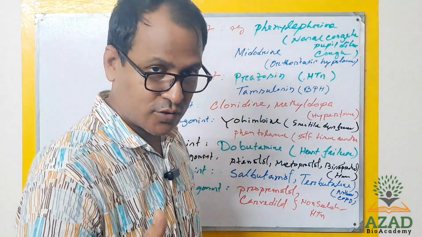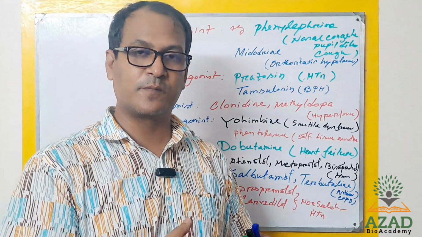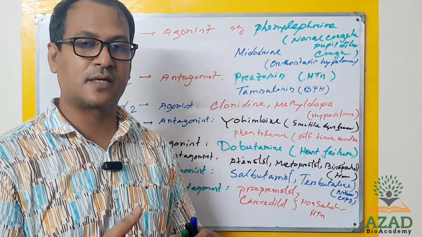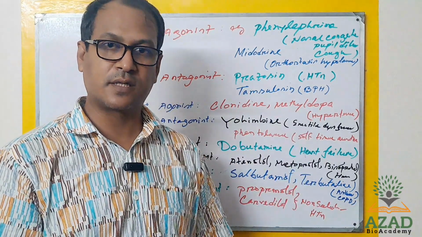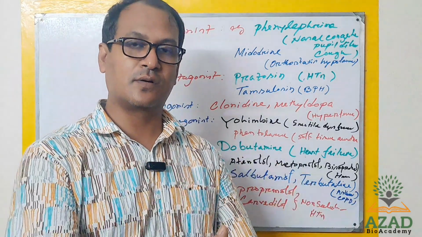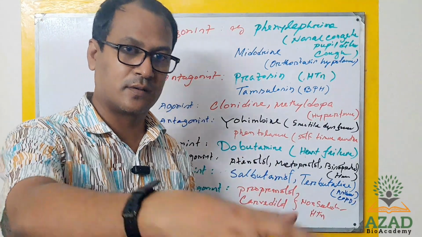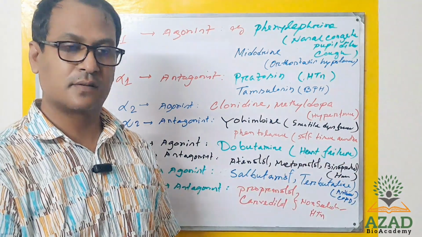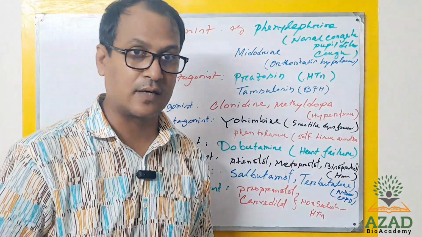Already I said. So what should you do? Your heart is going to fail. So instantly, if you take dobutamine, then it can activate your heart. It can try to increase your force of contraction or heart rate or your other activity. So you can use it for heart failure. Okay. So dobutamine is for heart failure.